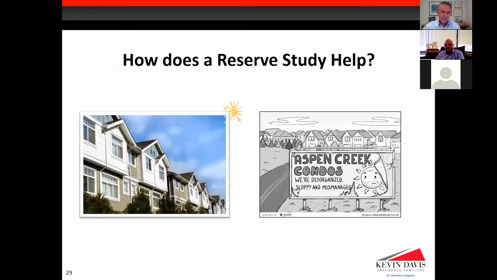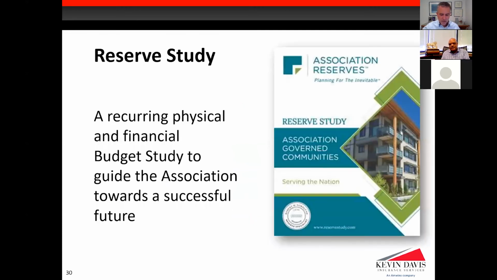Well, thanks, Kevin. Again, we're talking about the root problem, which is deferred maintenance. How do we help boards make wise, informed decisions to more effectively care for the property? How do we get them to be more like the shiny, sparkly association on the left and not so much like Aspen Creek on the right, which is disorganized, sloppy, and mismanaged? The key is a reserve study, and let me show you how that comes into play.